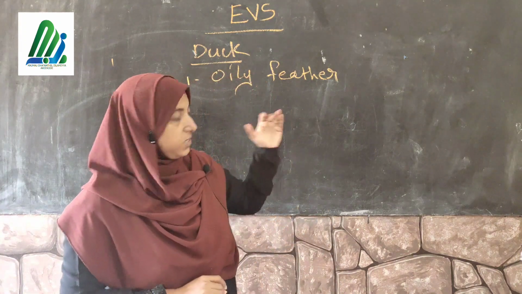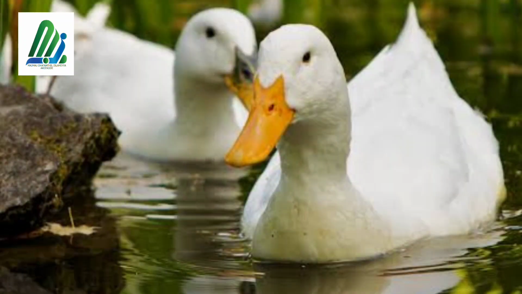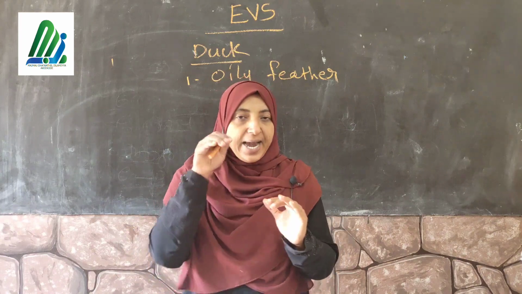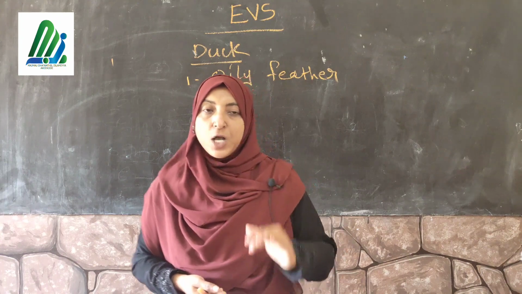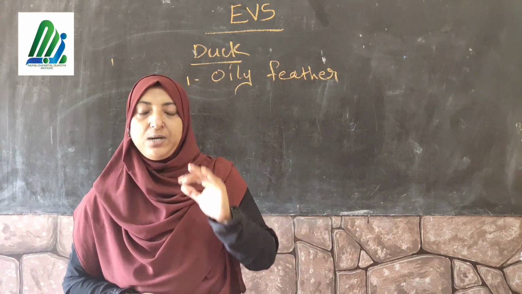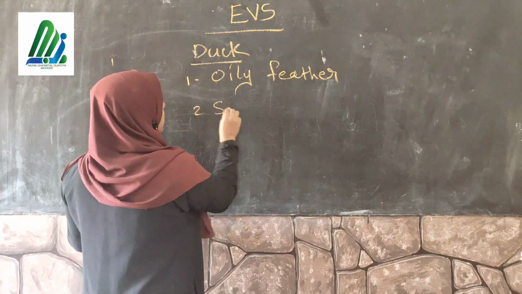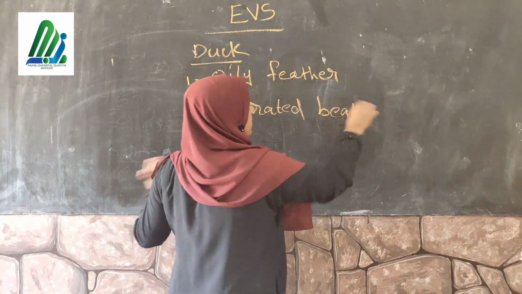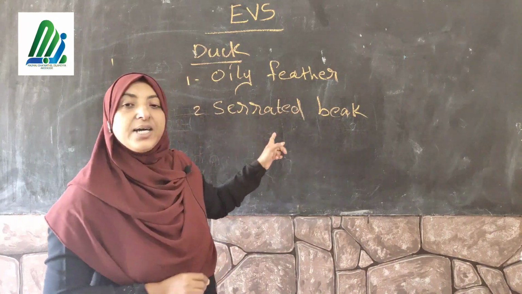Second important point, have you seen the beak of a duck? Yes, it's not so long. It's not sharp, but it is some other shape, or we can say it's a flat model. And at the end of its beak, there is a small hole, or we can say a net model beak. Okay, so that particular type of beak is called serrated beak. So please study this word very well, serrated. Serrated beak. Clear? So what are the two important adaptations? First one, oily feather, and second one, serrated beak.